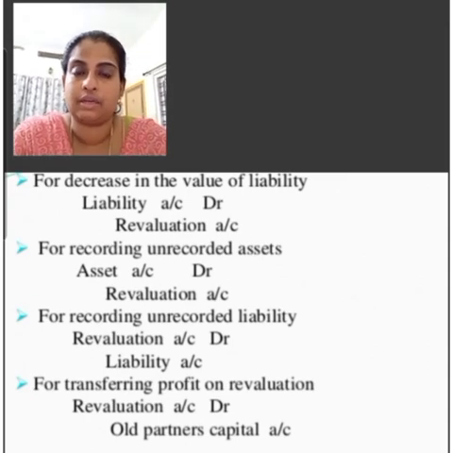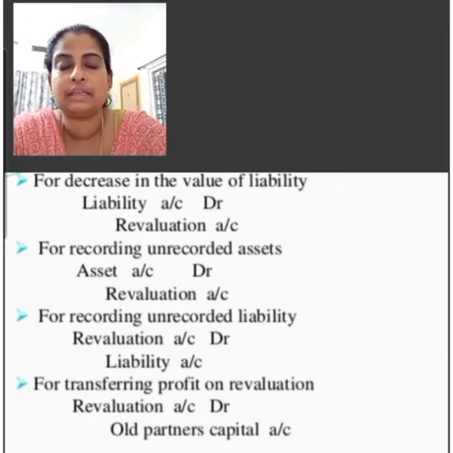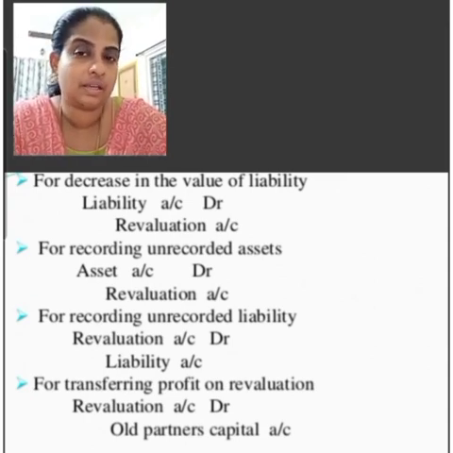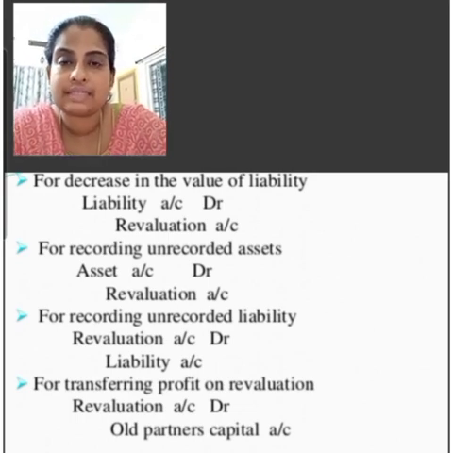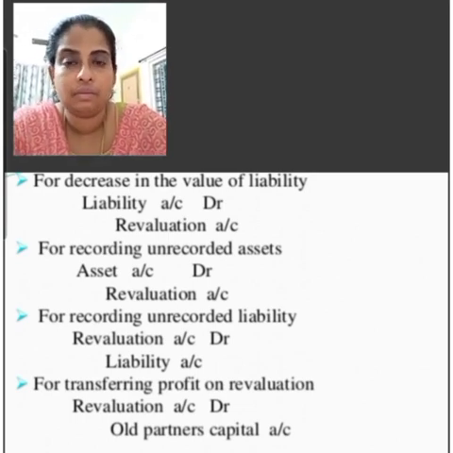These are the important journal entries to be passed at the time of revaluing assets and liabilities of the partnership firm.